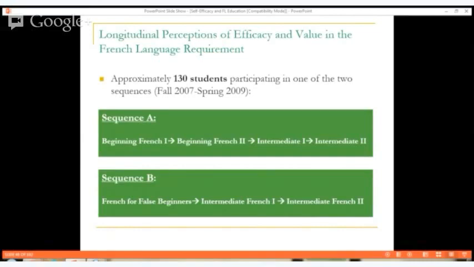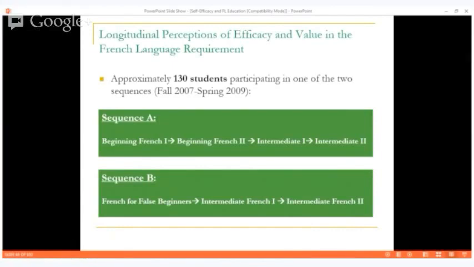These are students that have seen French before. They might have been away from it for a very long time. They need to brush up. So it's a review of the entire elementary curriculum in one semester. And it's a whole hodgepodge of different types of students. So that course, then Intermediate French 1, then Intermediate French 2.